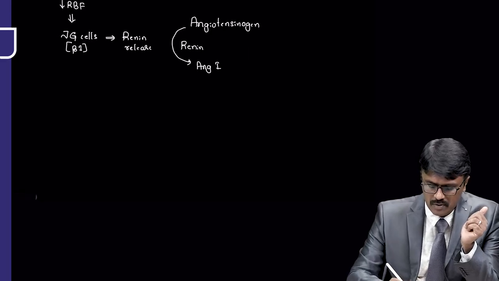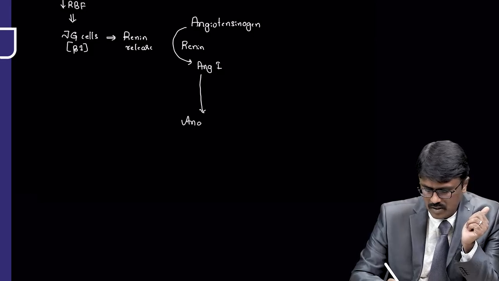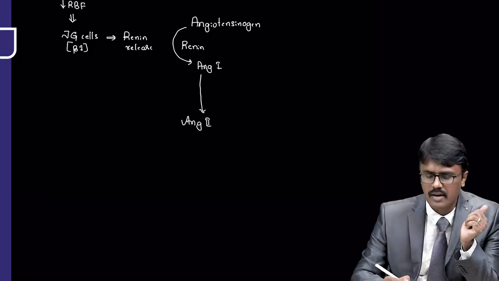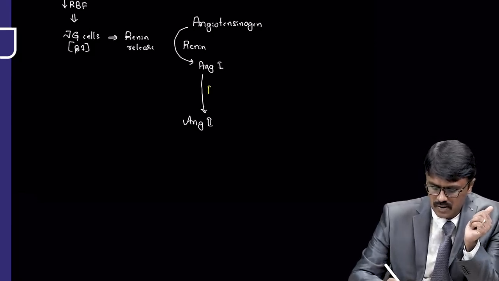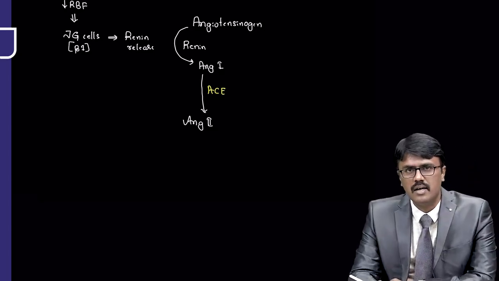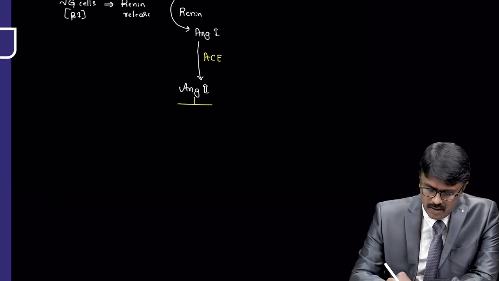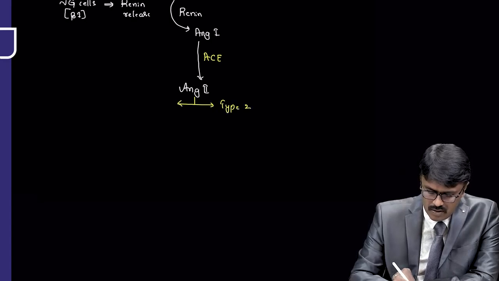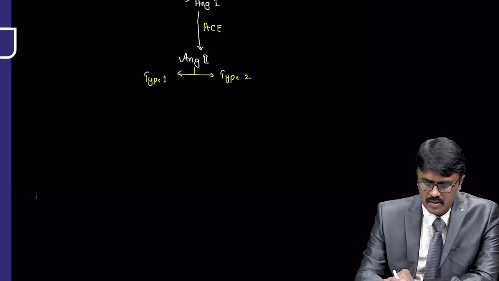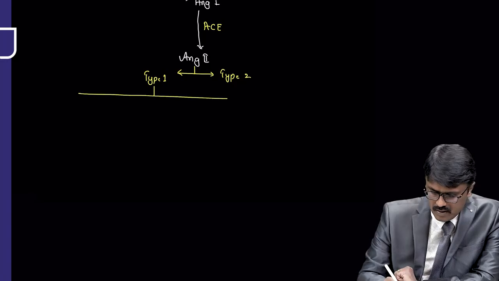Once angiotensin 1 is formed, it is again converted into angiotensin 2. The enzyme that converts it is called ACE. ACE stands for angiotensin converting enzyme. Now this angiotensin 2 acts on two receptors, type 2 receptor and type 1 receptor. What does the type 1 receptor do? Three important functions of type 1 receptor are these.